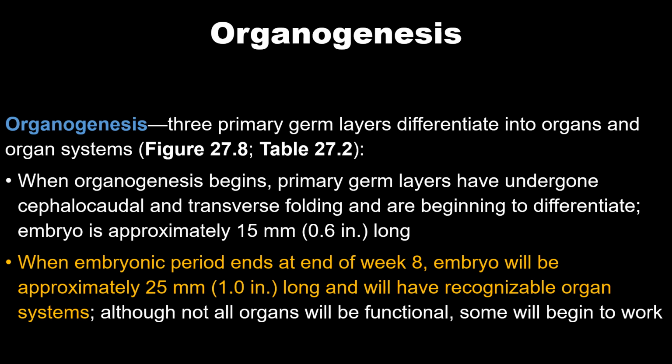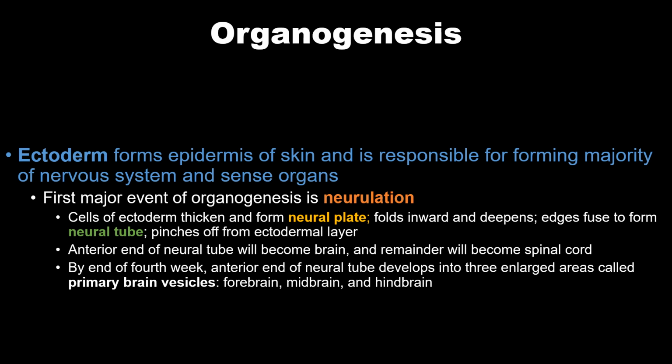So we're going to start with the superficial layers and end with the deepest. Now, the ectoderm: after the embryo undergoes cephalocaudal and transverse folding, the ectoderm is on the external surface of this cylindrical embryo. This arrangement is appropriate because the ectoderm forms the epidermis of the skin, and it is also responsible for forming a majority of the nervous system and many sense organs. In fact, the first major event of organogenesis is neurulation, which produces the brain and the spinal cord.